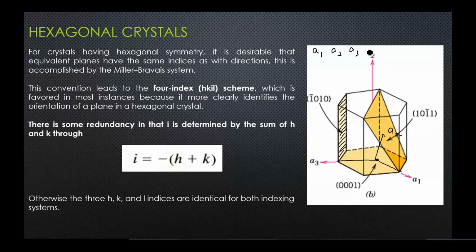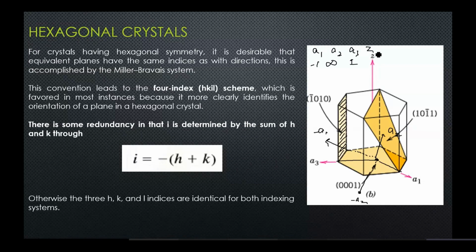A2, A3, and Z. So if I draw the negative Z axis, negative A1 axis, is the plane cutting negative A1? Yes, sir. Minus 1. This is the A2 axis. Is the plane cutting positive or negative A2? No, sir. So infinity. Is the plane cutting the A3 axis? Yes, sir. Positive 1.